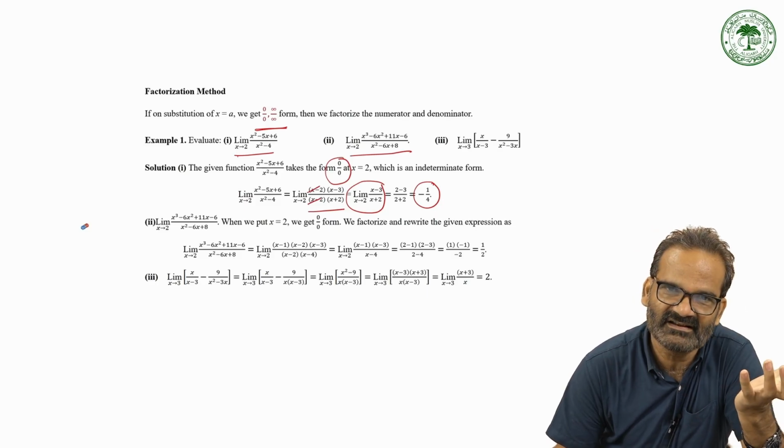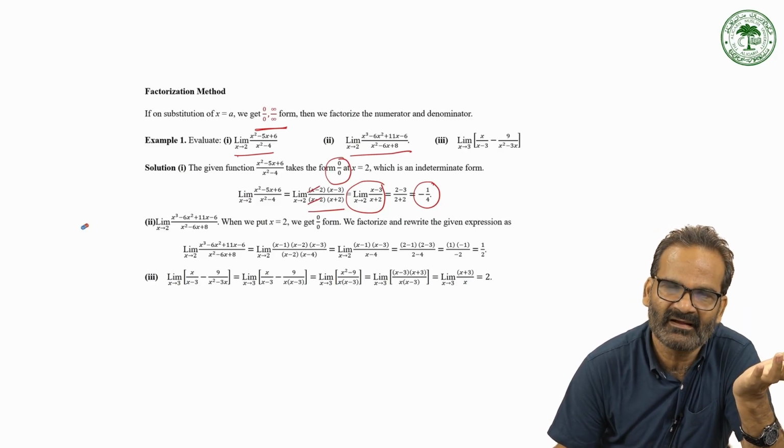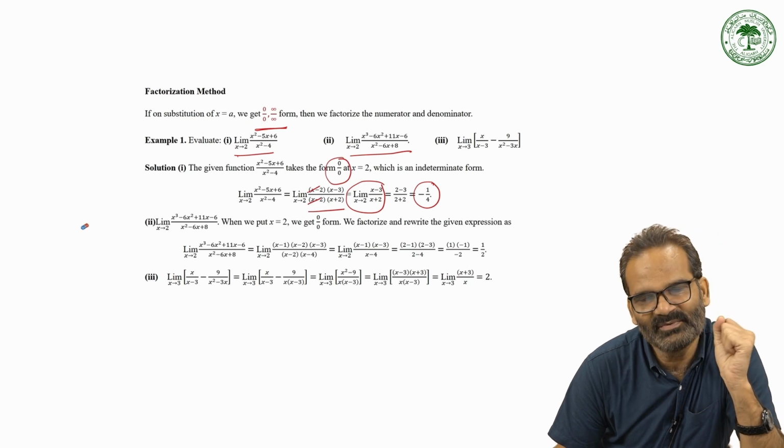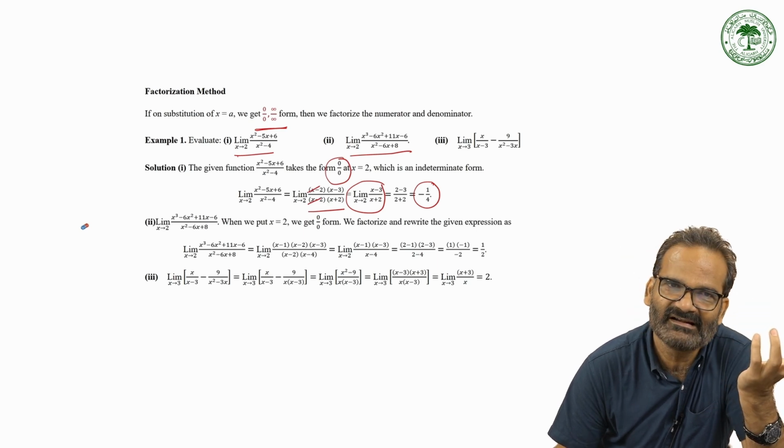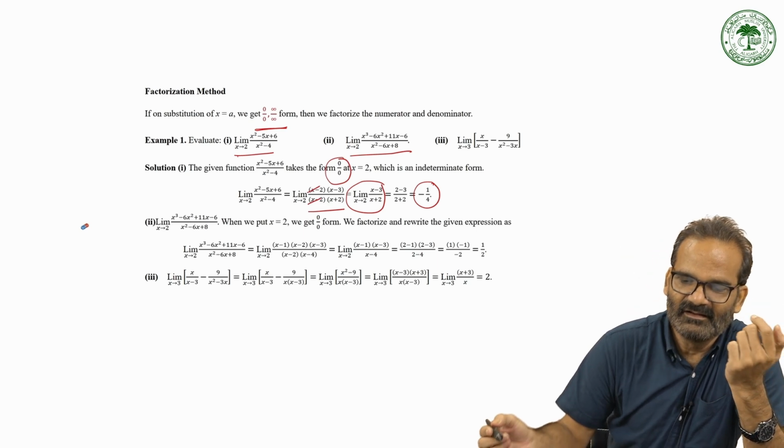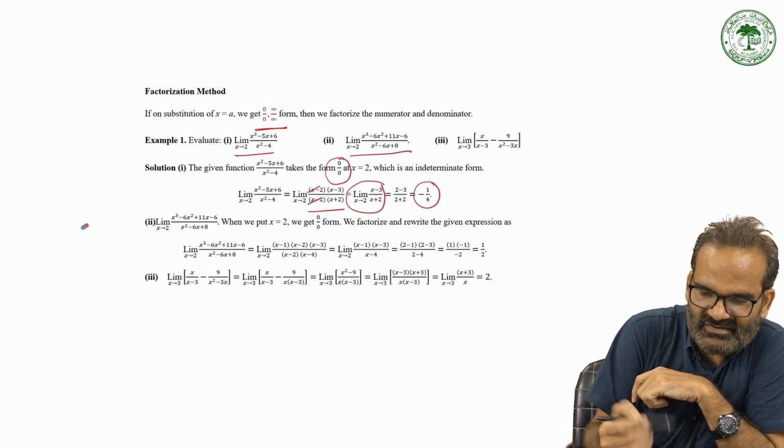So, its degree is 3, it will certainly contain 3 factors, right? In the denominator the degree is 2, it will certainly contain 2 factors. So, we will start the solution. The first approach is what?